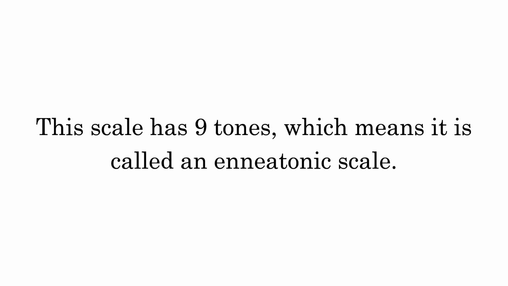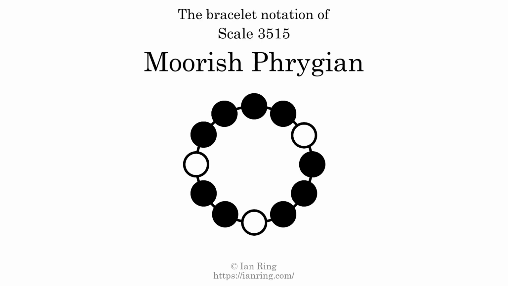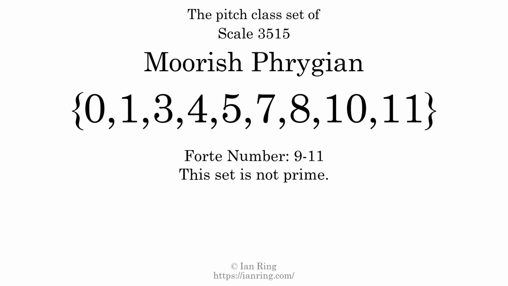This scale has 9 tones, which means it is called an enneatonic scale. This is a bracelet notation diagram of scale 3515. The shaded circles represent tones that appear in the scale, and they are read clockwise, starting at the top. The pitch class set for this scale is 0, 1, 3, 4, 5, 7, 8, 10, 11.